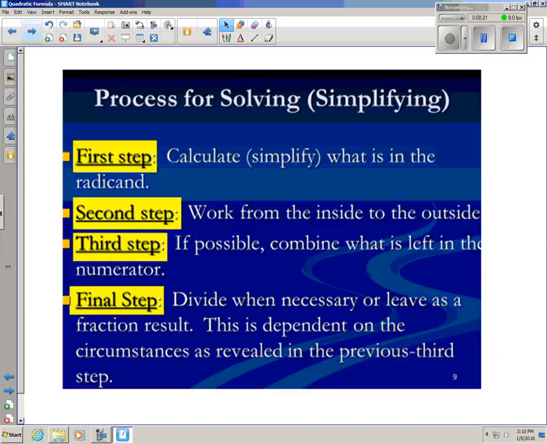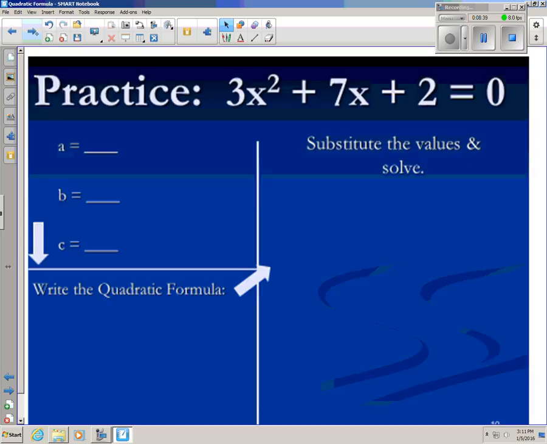So here are the steps which we just did. The first step is to calculate what's in the radicand. We're going to work from the inside to the outside, very similar to order of operations. And then the third step is to combine what's left in the numerator. And the final step is to divide and then simplify any further. So here's the next example.